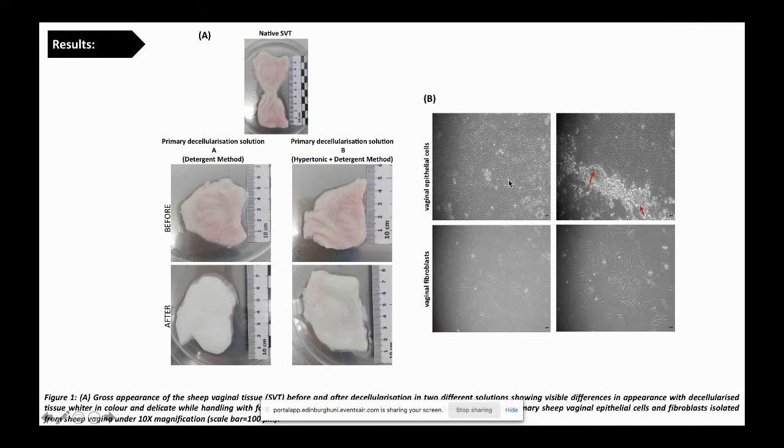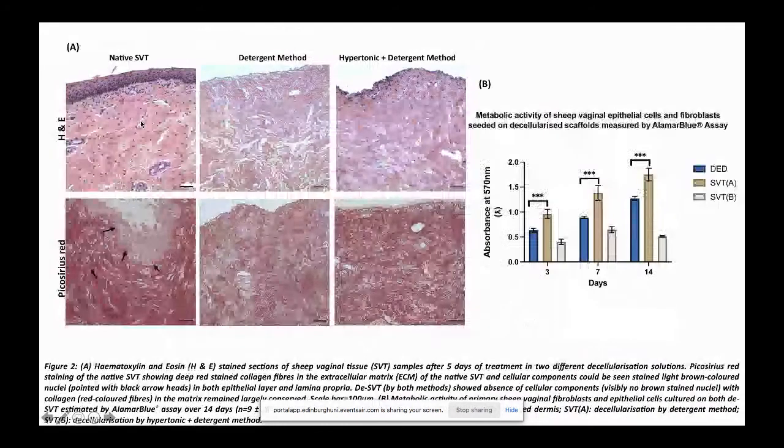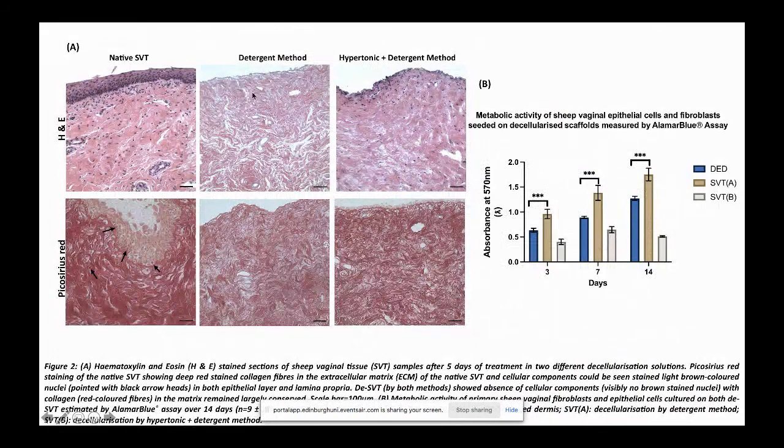These are the successful isolation of primary vaginal epithelial cells, showing the typical cobblestone-like morphological appearance, and the vaginal fibroblasts. These images are the histological images of the decellularized and native sheep vaginal tissue. Here we can see that after decellularization by both methods, there was complete removal of the vaginal epithelium, and no visible cellular nuclei could be seen in the detergent method. With picrosirius red staining of the collagen matrix, we can see that there was adequate preservation of collagen in both methods of decellularization.